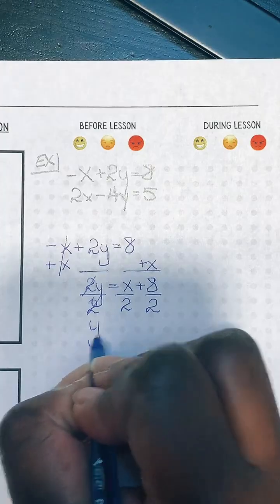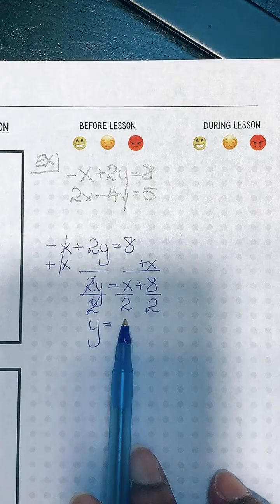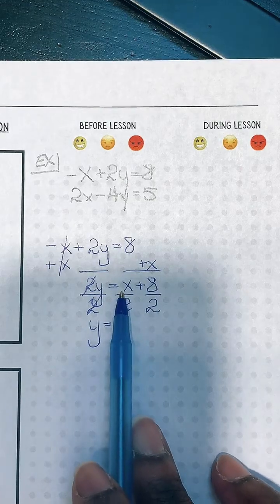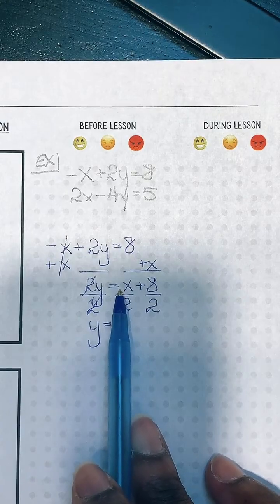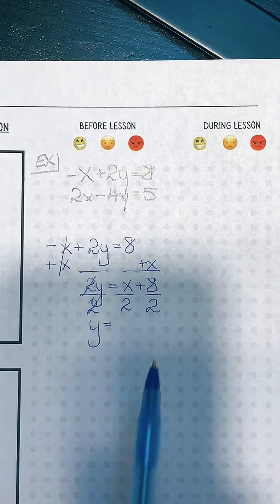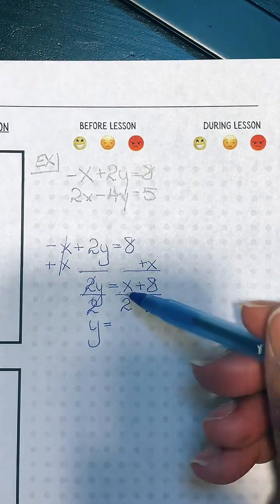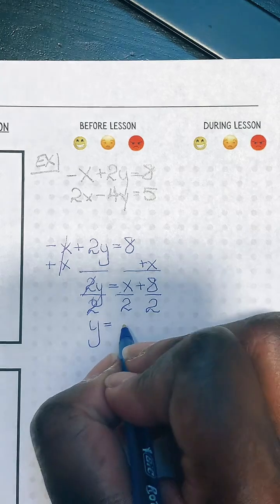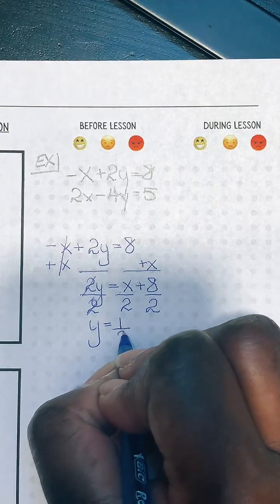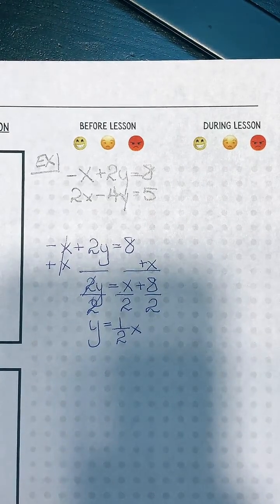So now we got y is equal. Now, here's the thing. What's in front of our x? What's assumed to be in front of our x? Okay, good. A 1. So in actuality, it's 1 divided by 2. That's the same as saying 1/2 x. Okay, we see that?